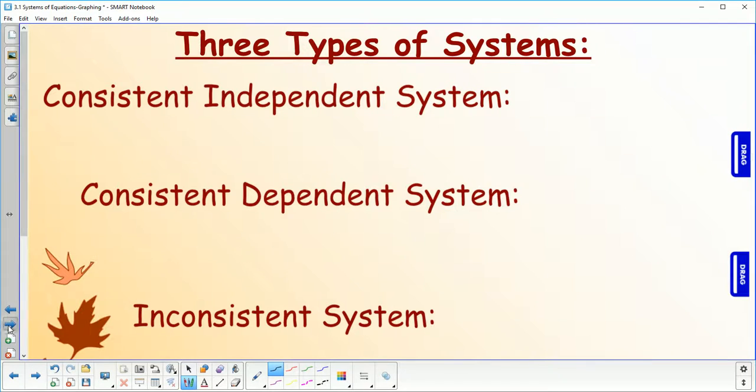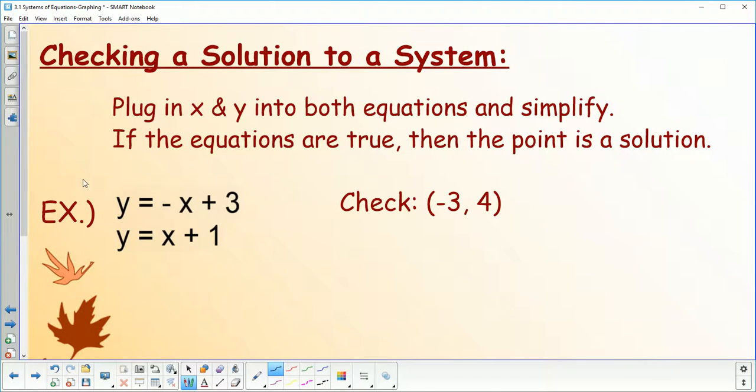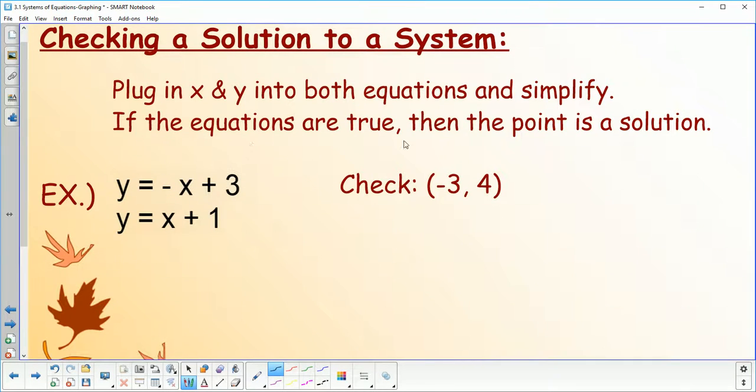Now, we'll come back to this slide actually. So checking a solution, like we said, we're going to plug in our x and our y into both equations and see if the equations are true. And if that is the case, then the point is a solution. If only one is true, it's not a solution. If both are false, obviously it's not a solution.